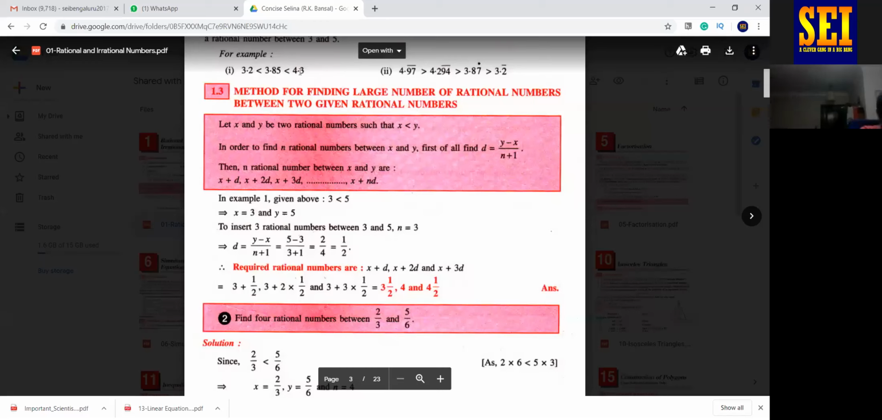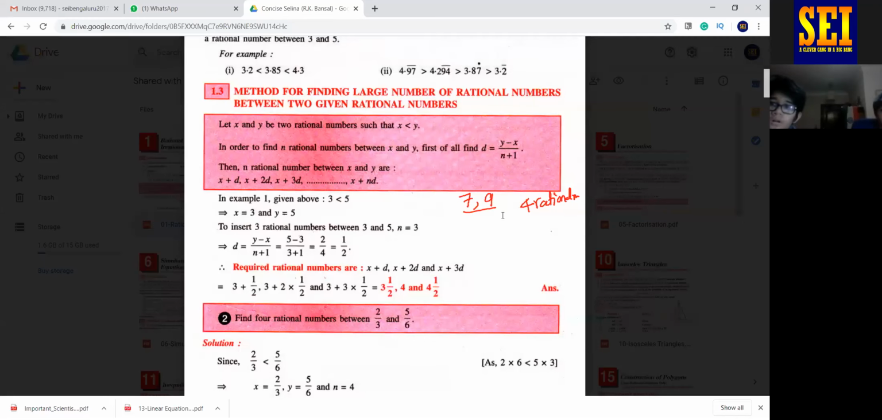I want to give one more question to you. Between 3 and 5, you got it while using this formula. Using the same formula, can you find out 4 rational numbers between 7 and 9? Between 7 and 9, 4 rational numbers. What is the n value? 4. X value? 7. Y value? 9. While using the formula, what is the d value? 2 by 5.